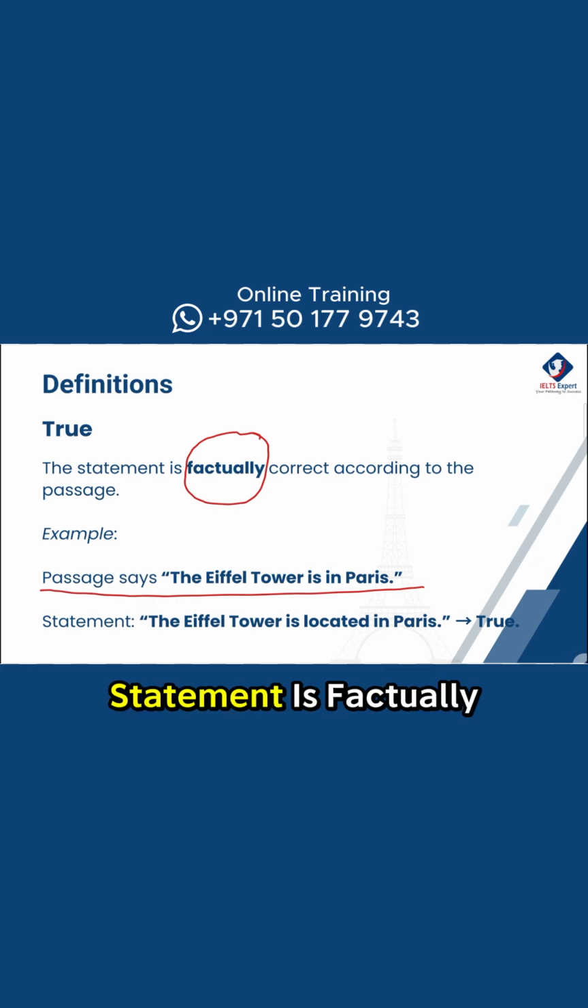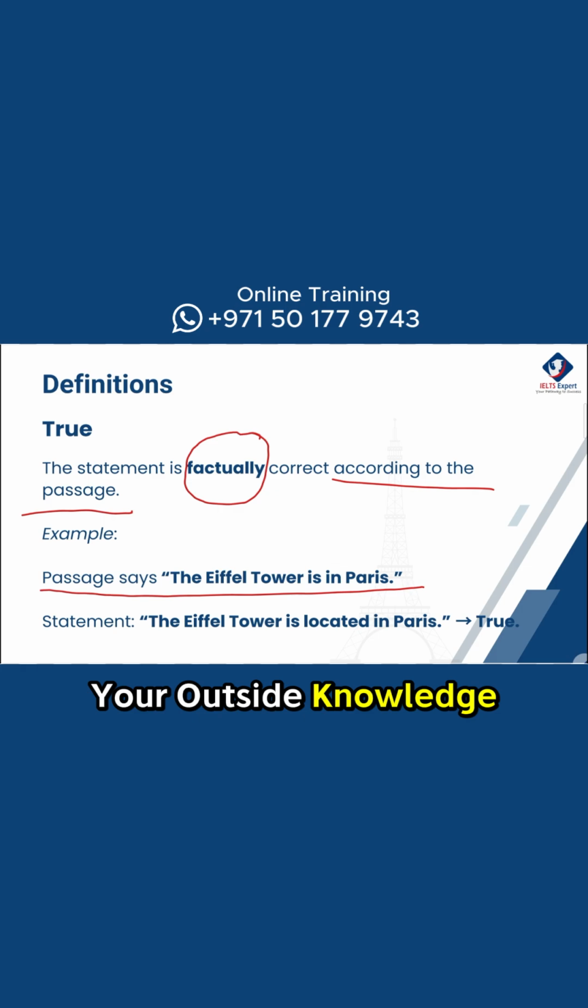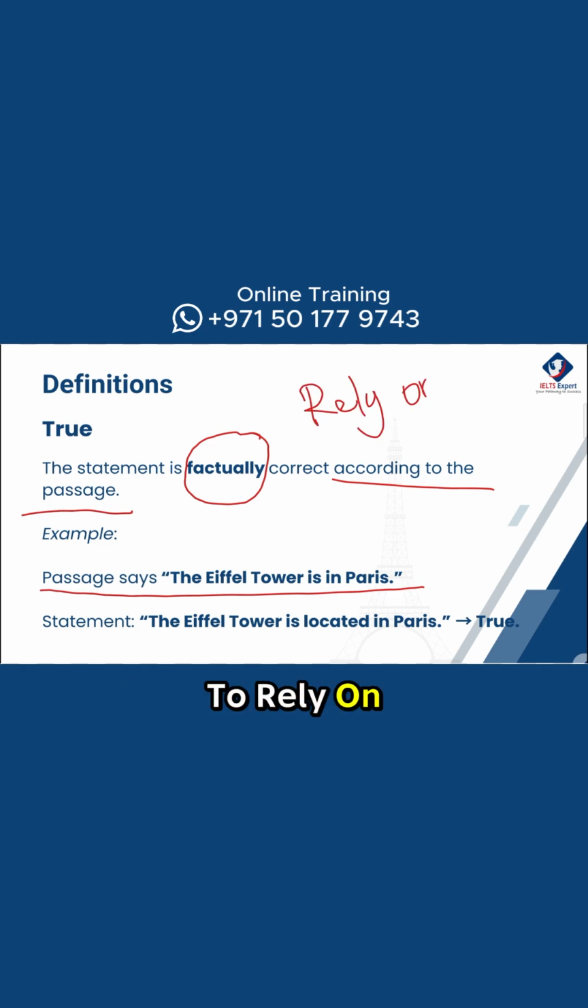So if the statement is factually correct according to the passage, remember it should be according to the passage, not according to your outside knowledge. So you can't depend on outside knowledge to decide whether the statements are true, false, not given. You have to rely on the passage, right? So if you look at our example passage, the passage says the Eiffel Tower is in Paris, right?